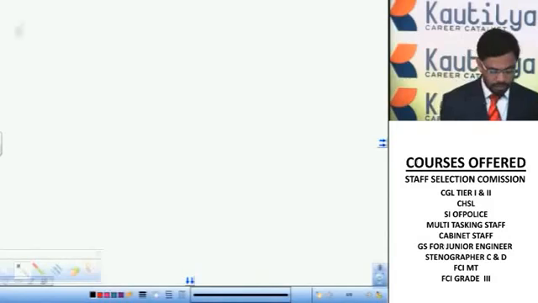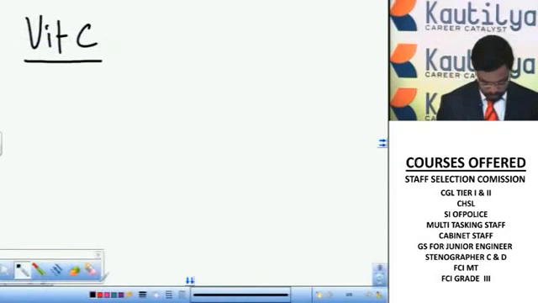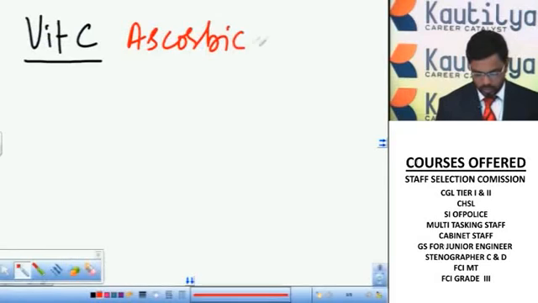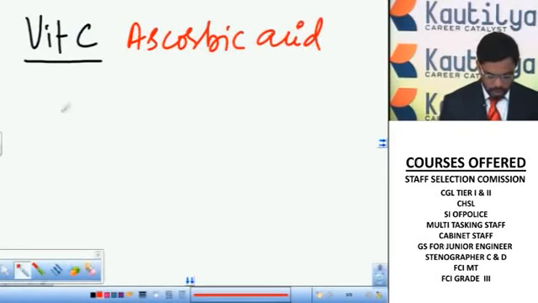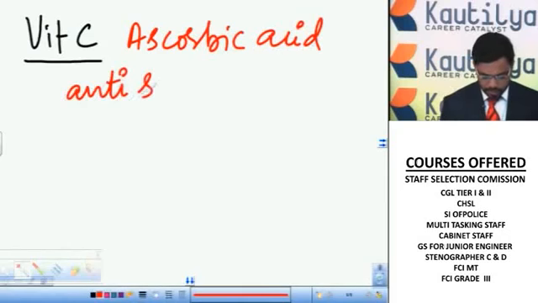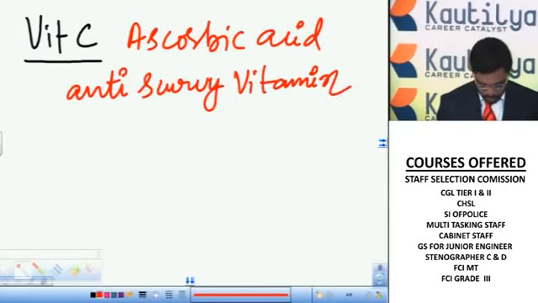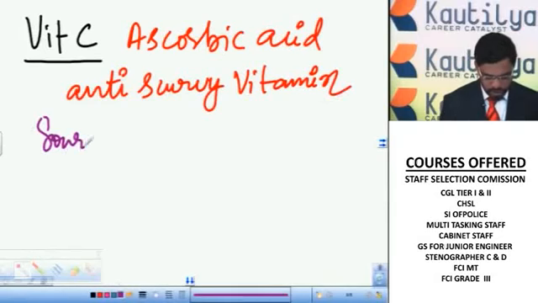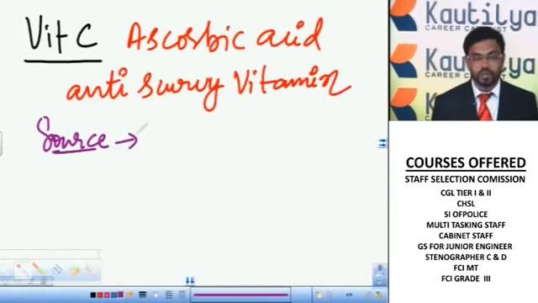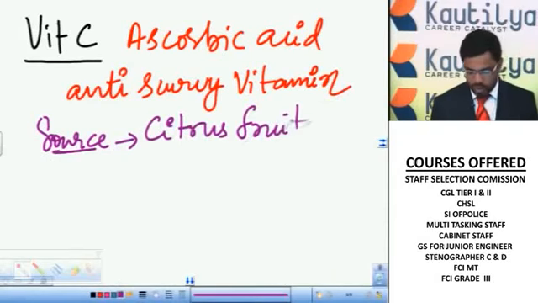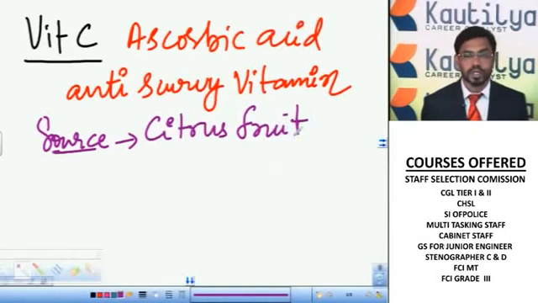Next, vitamin C. Its chemical name is ascorbic acid. So commonly called anti-scurvy vitamin. The main sources of this vitamin C are citrus fruits, like lemon, orange, amla, etc.